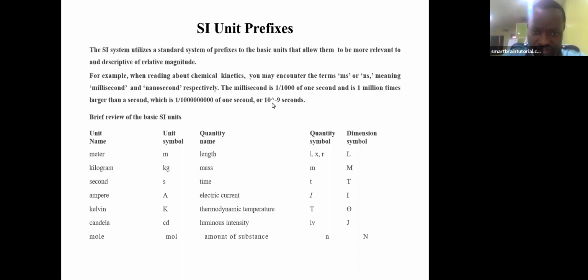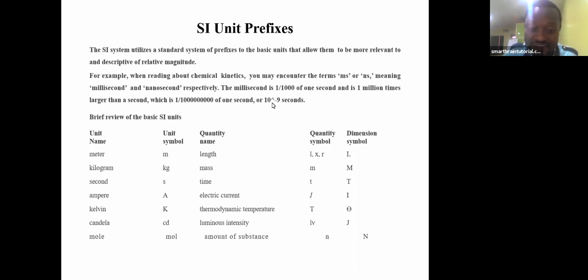Brief review of the basic SI units. If you see a table, the first column is the unit name. The second column is the unit symbol. The third column is the quantity name. The fourth column is the quantity symbol. The last column is the dimension symbol. The unit name is the name of the unit used to measure. For instance, the meter. The symbol for the meter is m.